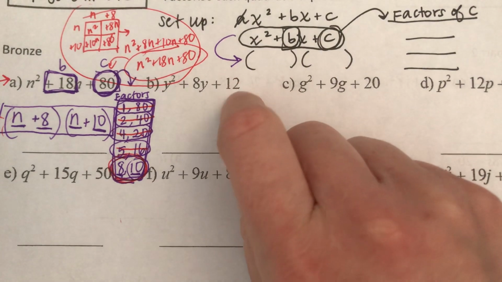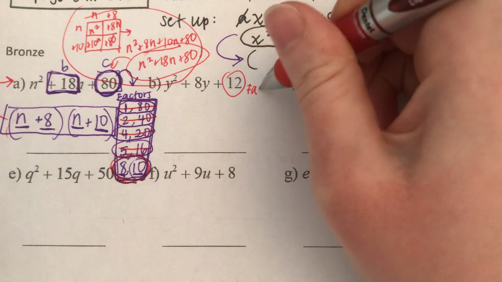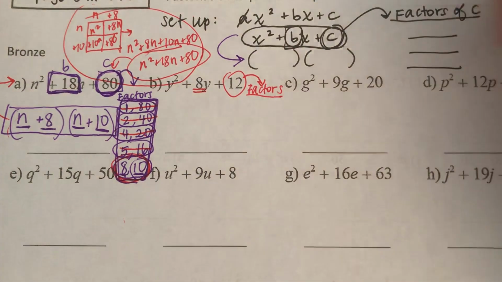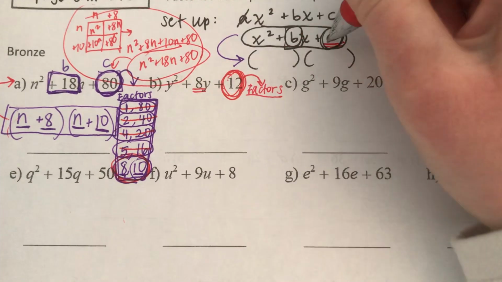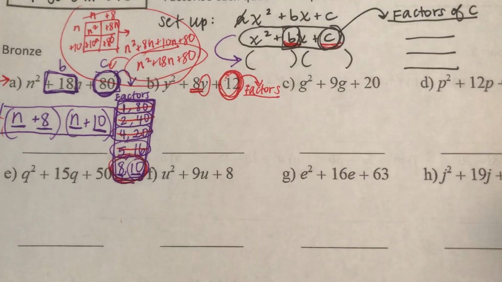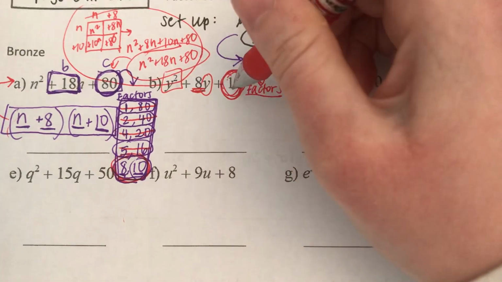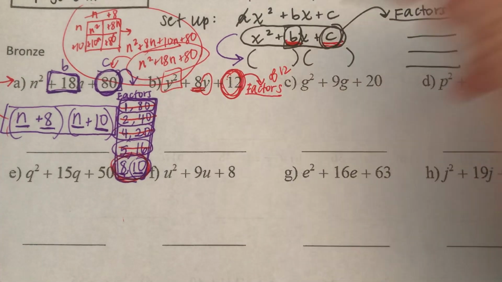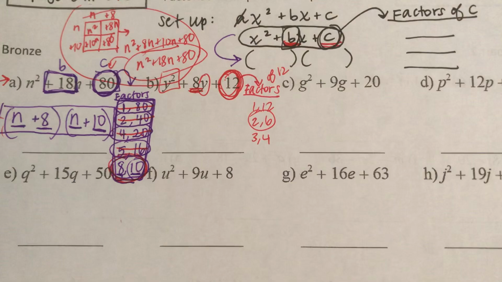You're looking for two factors. I'll help you set up for B. You're looking for factors of 12 that add up to the number 8. Remember, it's always factors of this last value that's by itself that add up to the number that's in front of the single variable without the power of 2. So that power of 2 you can just ignore. But factors of 12 that add up to 8. So try to make a list and search for those two numbers that would add up to 8.